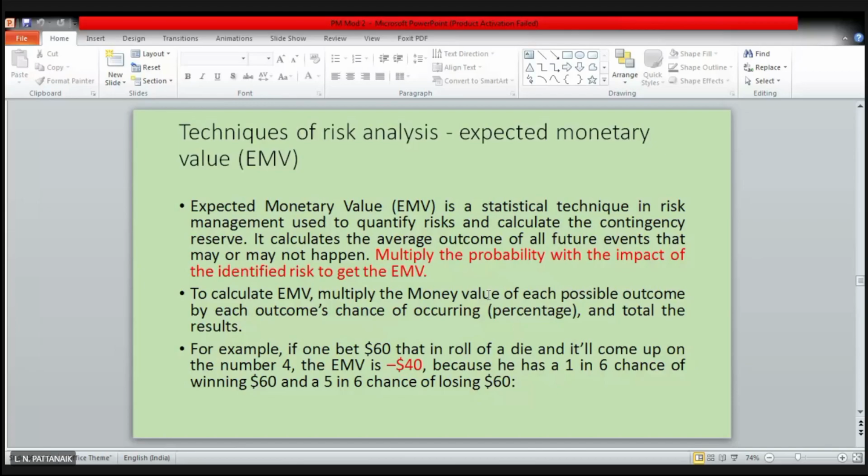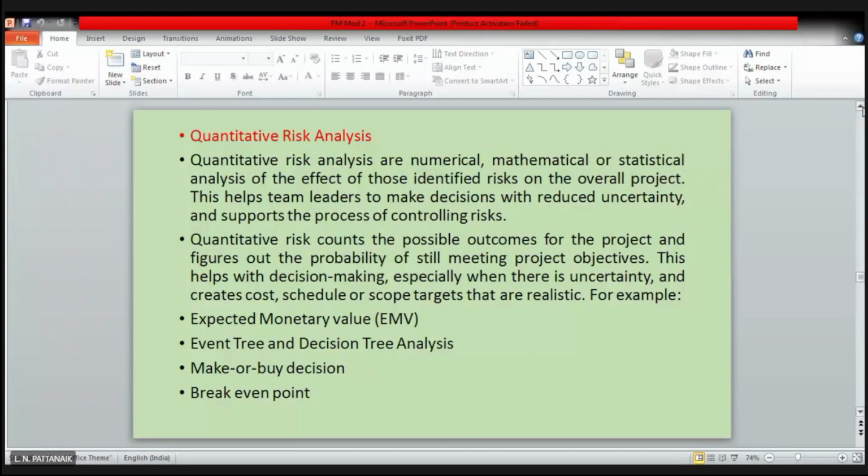As we discussed yesterday, there are basically two types of approaches for project risk analysis, that is qualitative and quantitative. In the quantitative category, there are mostly these popular four methods like expected monetary value, event tree and decision tree analysis, make or buy decision and break-even point. The make or buy decision and break-even point are almost similar, but they are applied in different situations or contexts. Otherwise, the calculation will be the very same. So let us begin with the first method, that is expected monetary value.